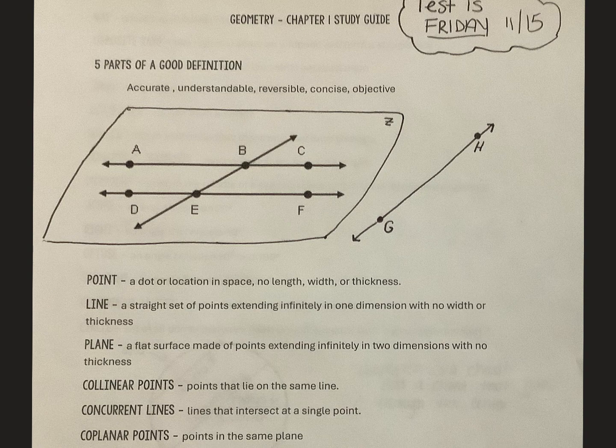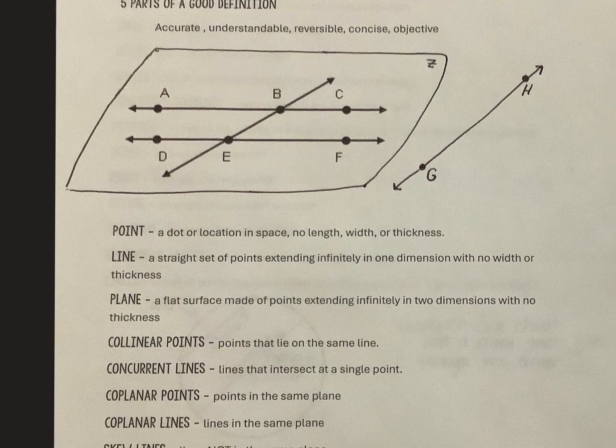Again, so make sure you know the 5 parts of a good definition, right? So we're going to look at this picture I put on here, and we're going to name some of these things in the picture so you guys can get some practice doing that, right? Because kind of like we did on the quiz, I'm going to say, hey, name 3 collinear points, and you're going to look at the picture and tell me 3 that are collinear, okay? But for now, let's just name a point.